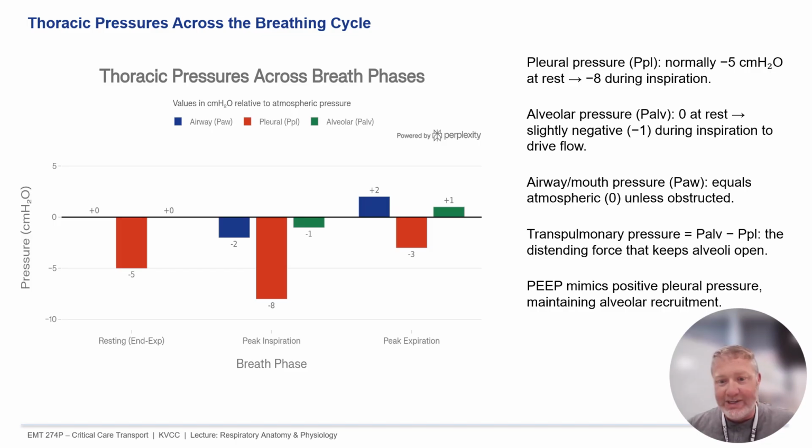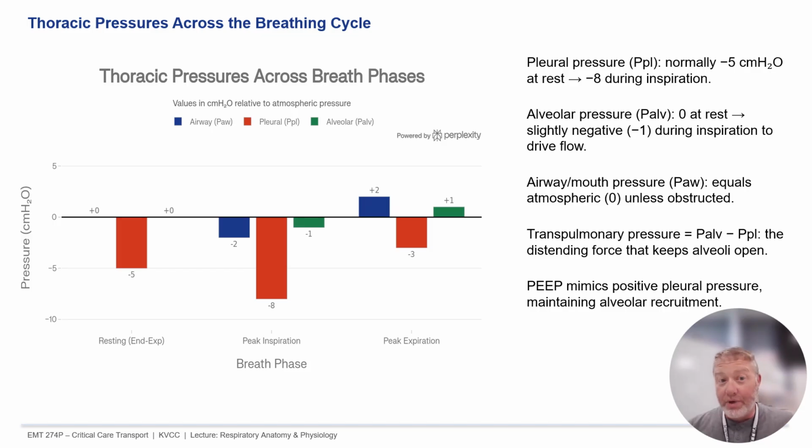Alveolar pressure is 0 at rest, equal to atmospheric pressure in normal, healthy adults. During inspiration, when you breathe in, it drops to about -1 centimeter of water pressure, just enough to drive flow into the lung. During expiration, when you breathe out, it rises to about +1 centimeter of water pressure to drive air out. The transpulmonary pressure is the difference between alveolar and pleural pressure. It's the pressure keeping the lung inflated and open.